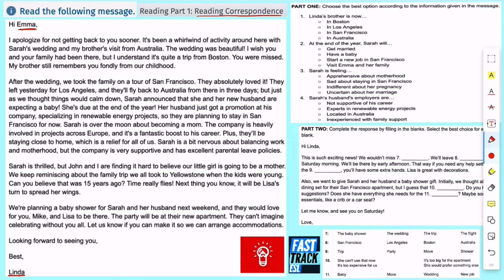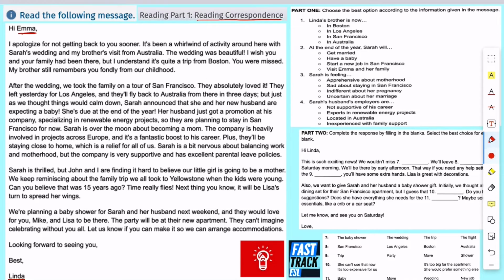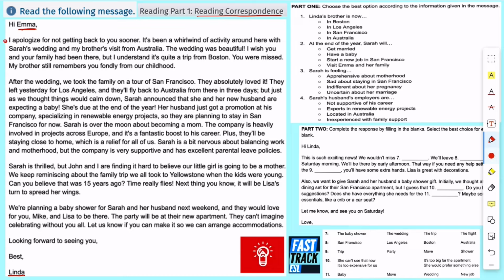So instead, do this. I'll start with the first paragraph that says, "I apologize for not getting back to you sooner. It's been a whirlwind of activity around here." Okay, see, I'm not going to read the entire thing. I just want to get an idea. Okay, looks like these two people have not been in touch and that Linda has been very busy. The second paragraph reads, "After the wedding, we took the family on a tour of San Francisco." Okay, looks like she's talking about the activities that are completed.